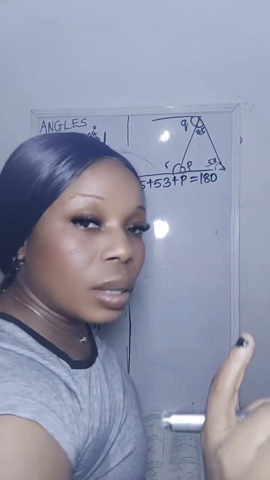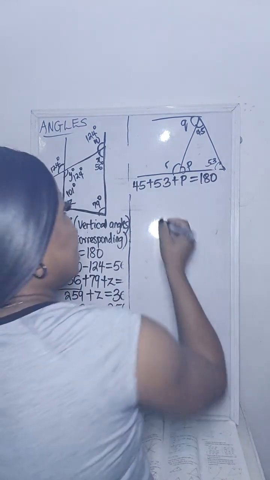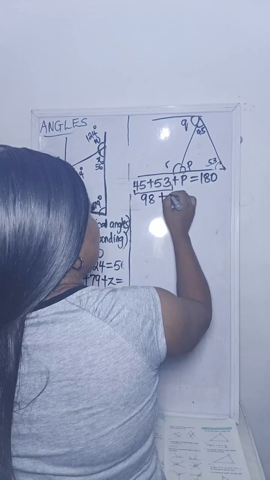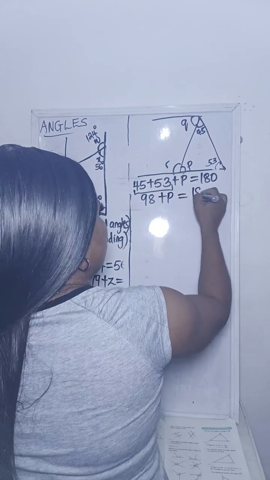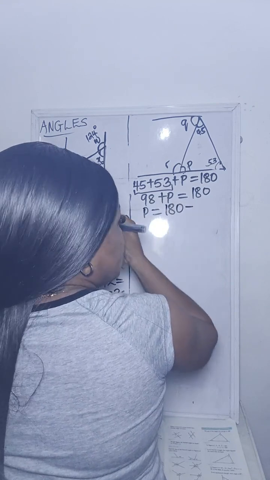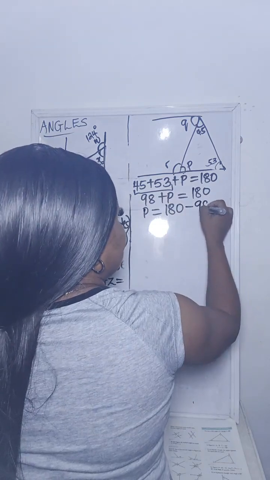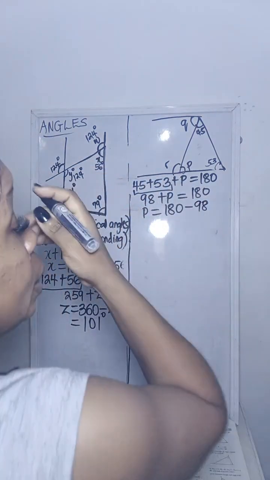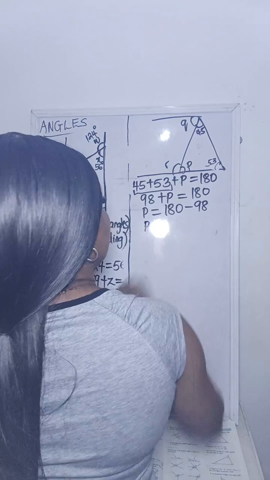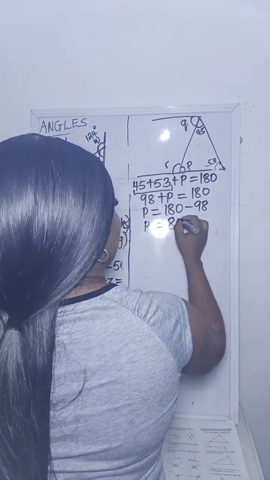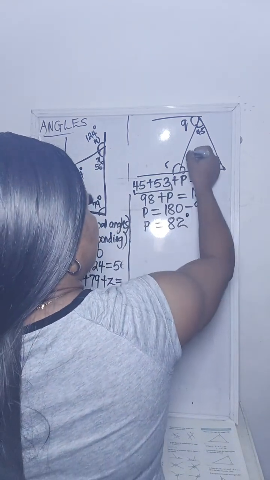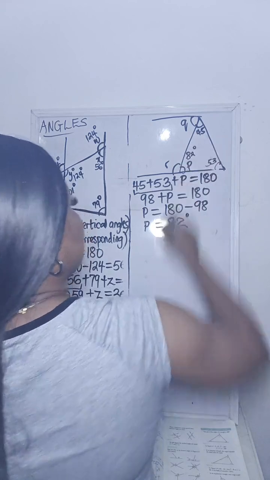Sum of angles in a triangle equals 180. So let's add this together. This will be 98. So 98 plus P equals 180. P equals 180 minus 98. Okay, so P equals 82. So our P equals 82 degrees.